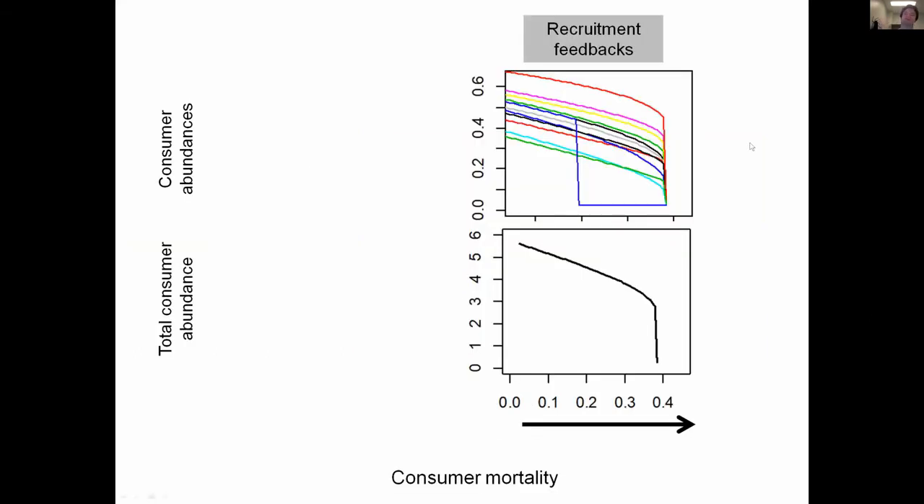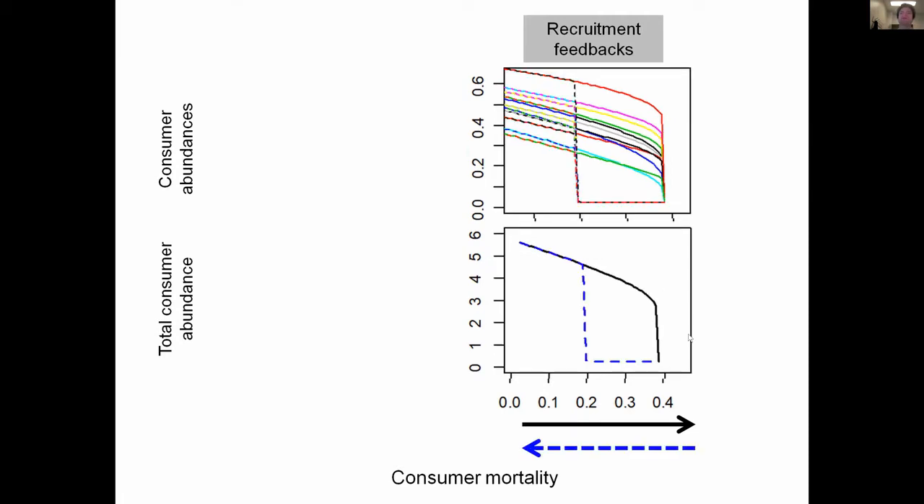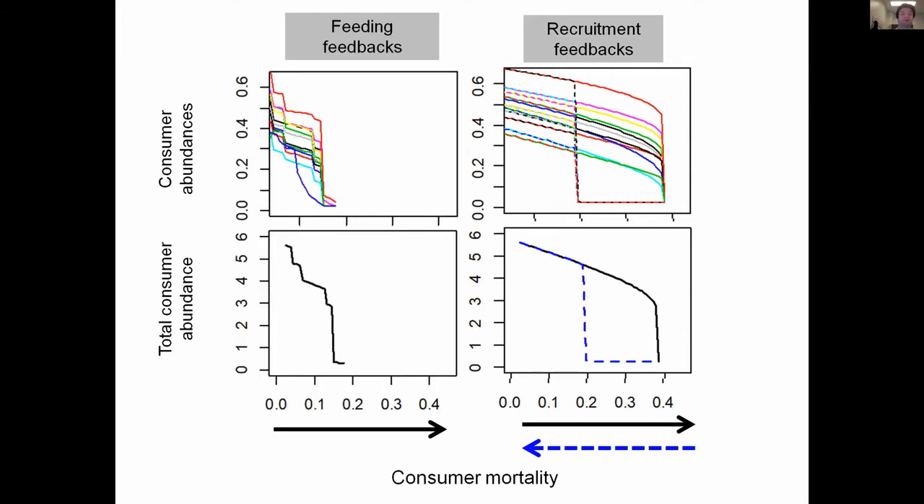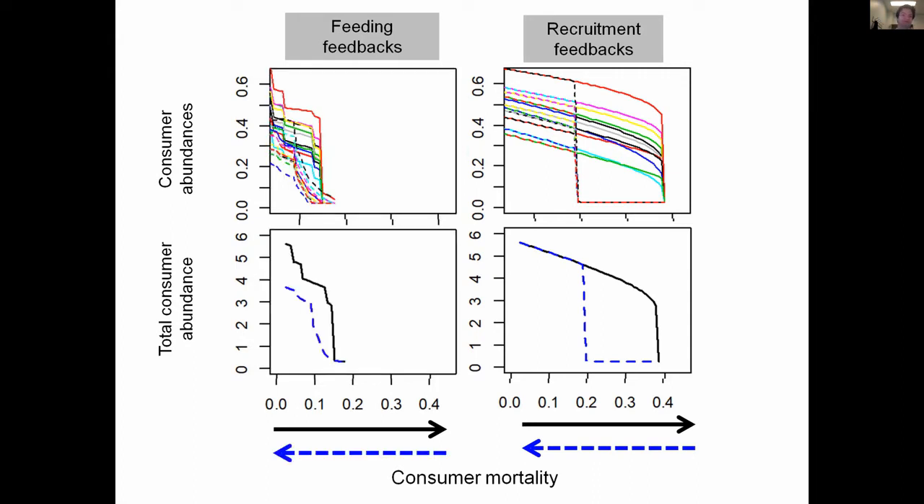Okay, so now we can look at an actual bifurcation diagram. Here we're gradually ramping up mortality. We see that with recruitment feedbacks, the entire consumer guild collapses at a critical point, and then recovery requires a very large reduction in mortality. For feeding feedbacks, the whole consumer guild collapses at a lower mortality level, but it also recovers after a small reduction in mortality. So overall, alternative stable states happen over a much smaller range of conditions with feeding feedbacks.